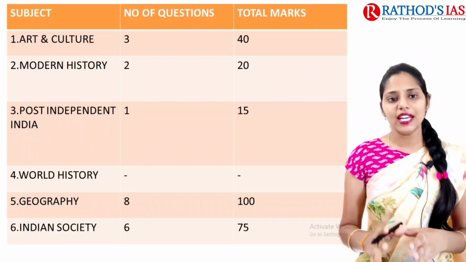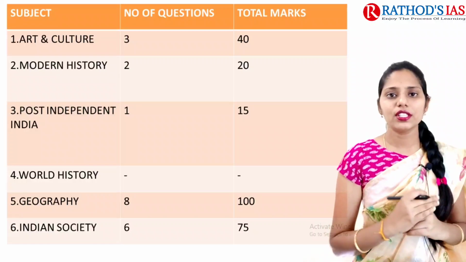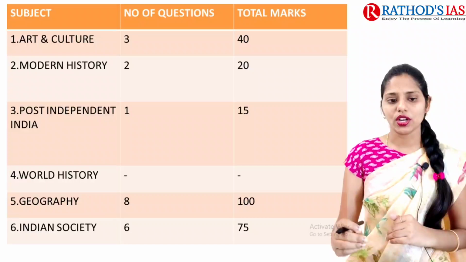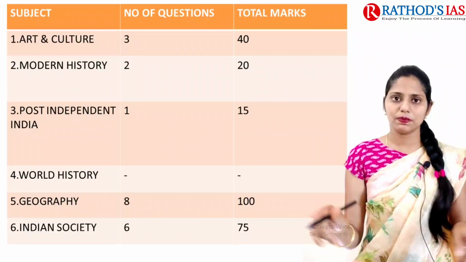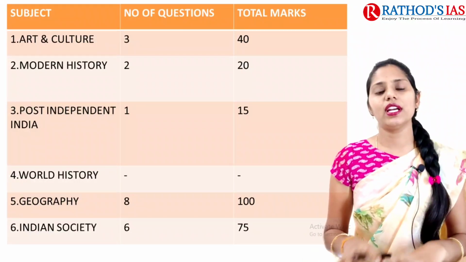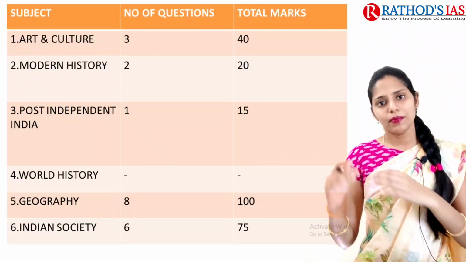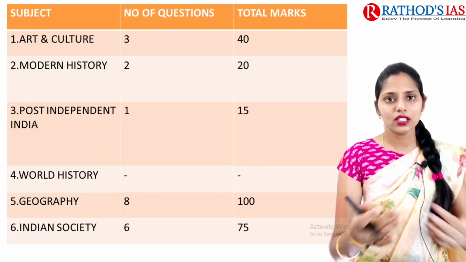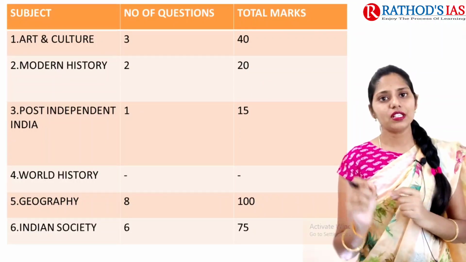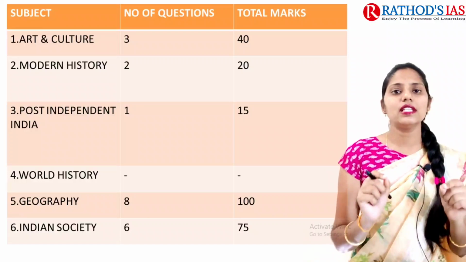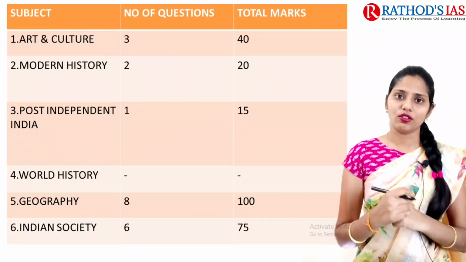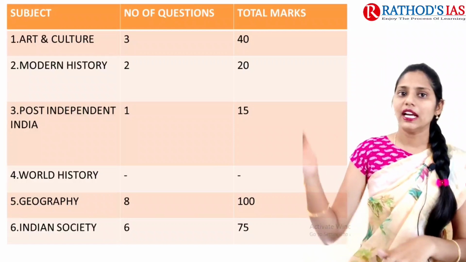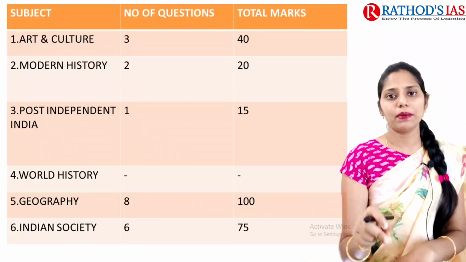Here we have art and culture, modern history, post-independent India, world history, geography and Indian society in our GS paper 1, and in this GS paper 1 it is mostly static. Based on current happenings you will be getting some static based questions in this GS paper 1. So current affairs is also very important to answer these GS1 questions of your mains.